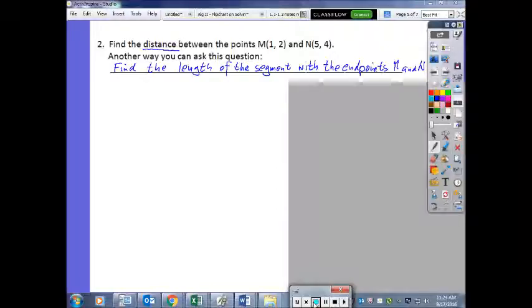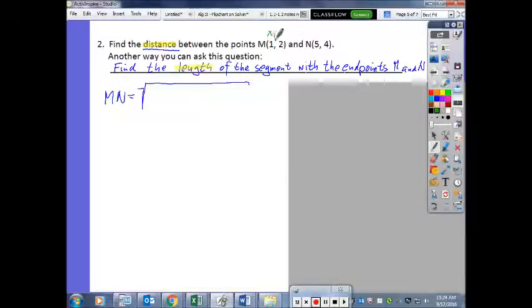Maybe you also wrote, find the length of the segment with the endpoints M and N. Remember, distance and length are kind of the same concept. This time we're going to try it with our distance formula, and we're only going to use the graph as a check. So MN is equal to the square root of something.